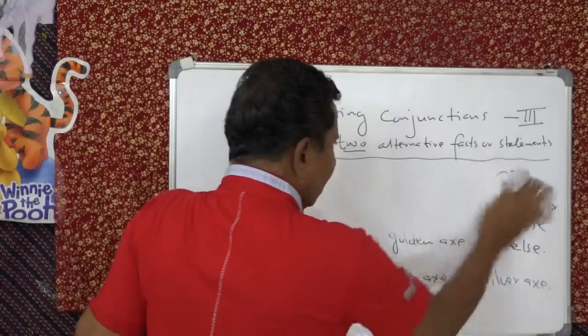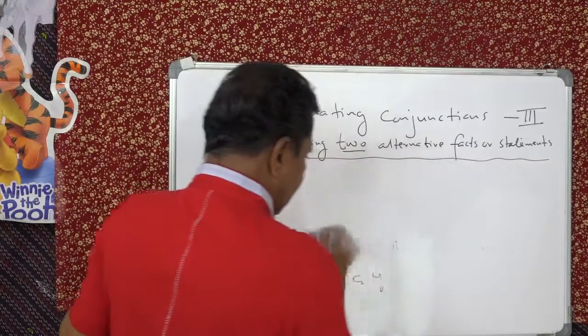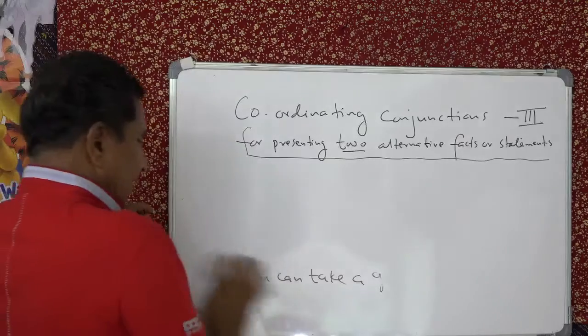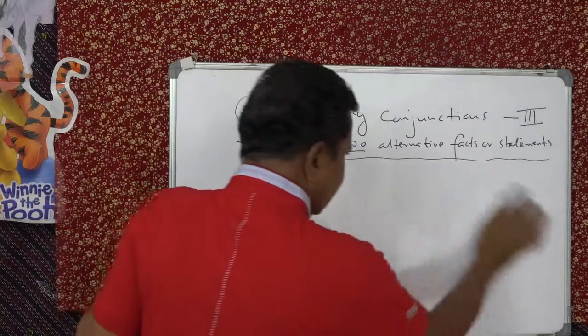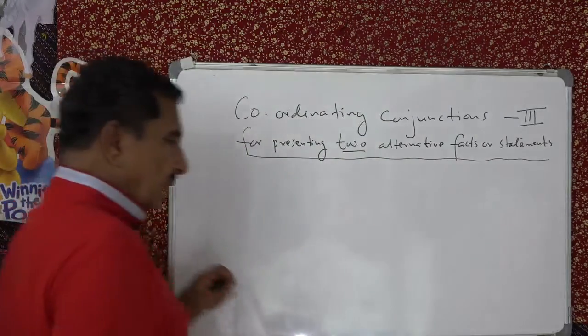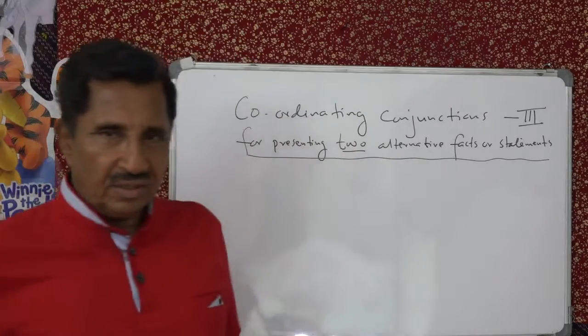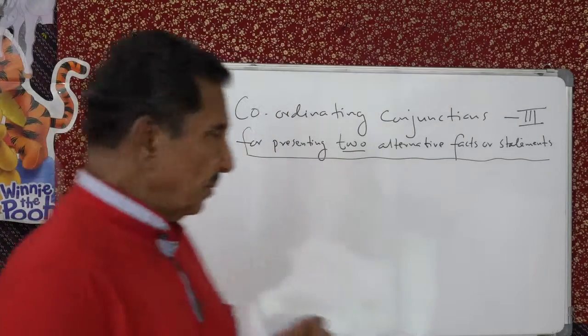Alternative facts. Very often you will have to do this, no? You will have to make statements like this. You have options, see? Then you will have to do this. Either or just or. Understand? And then you can see another thing.